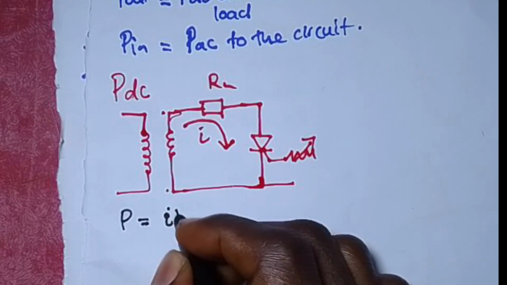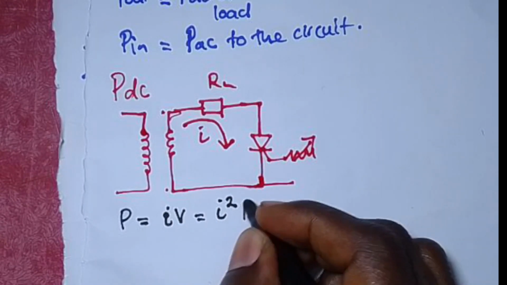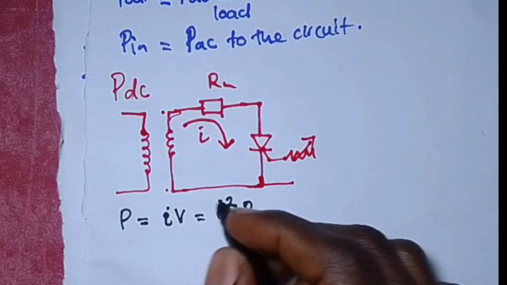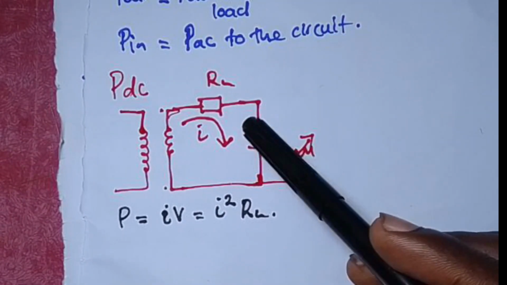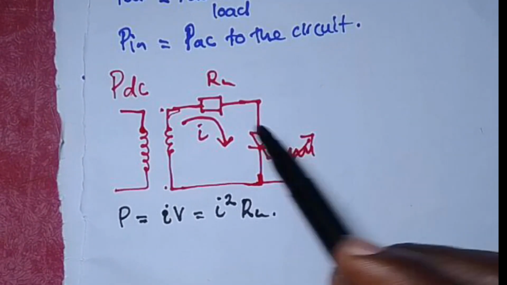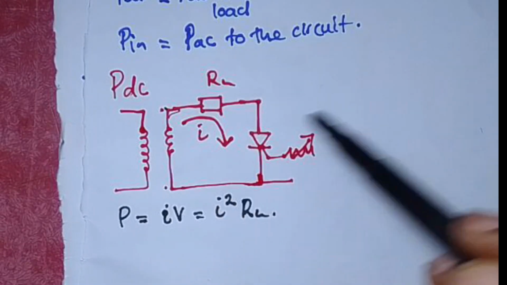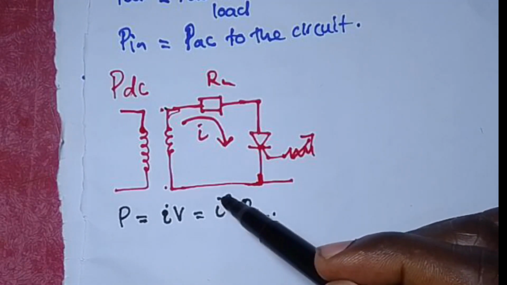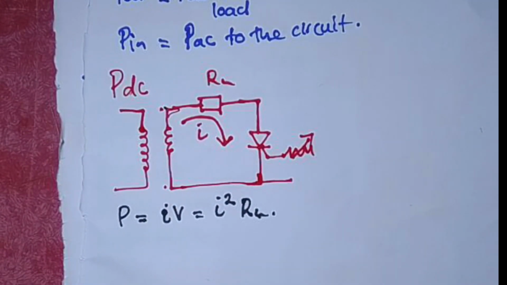I V, or it can also be given by I squared R. Now in this case we are going to use I squared RL because the current is always the same, and it is all passing through the load RL. If we use voltage, we shall need to get the voltage across this point, which is very hard. So we shall always need to use I squared RL in order to calculate for anything.